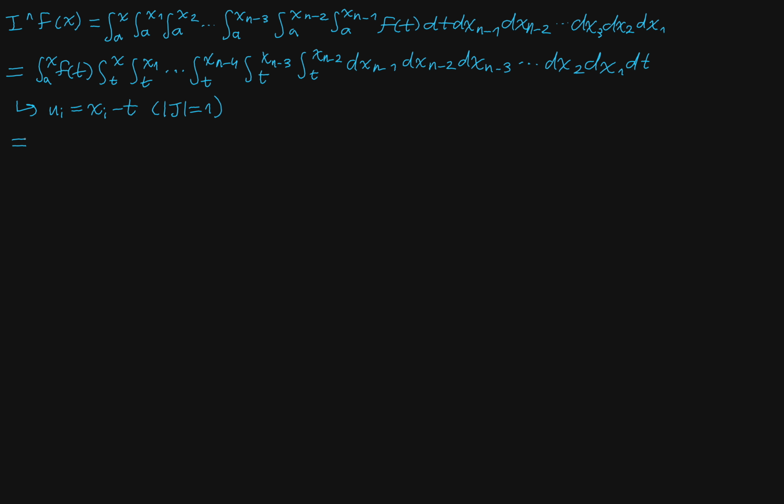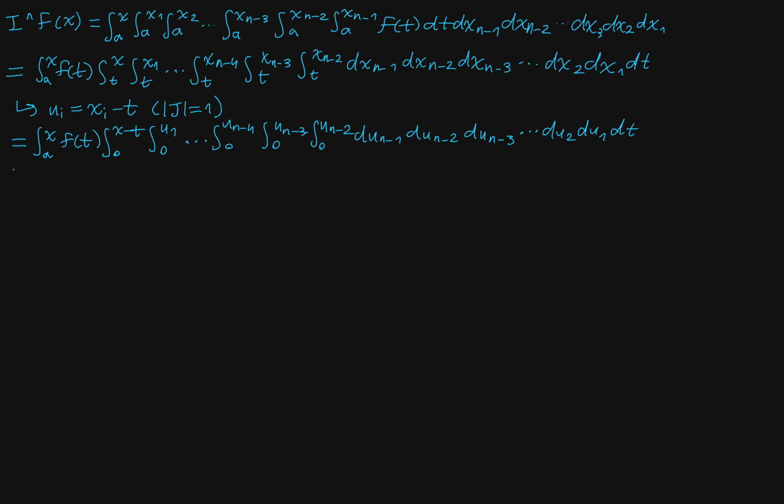figure out. So basically, we're going to get the integral from a to x of f of t times the integral from 0 to x minus t of integral from 0 to u1 all the way down 0 to un minus 4, 0 to un minus 3, and integral from 0 to un minus 2, dun minus 1, dun minus 2, dun minus 3, all the way down du2, du1, dt.